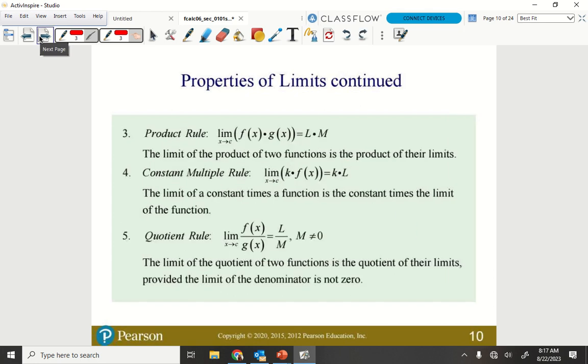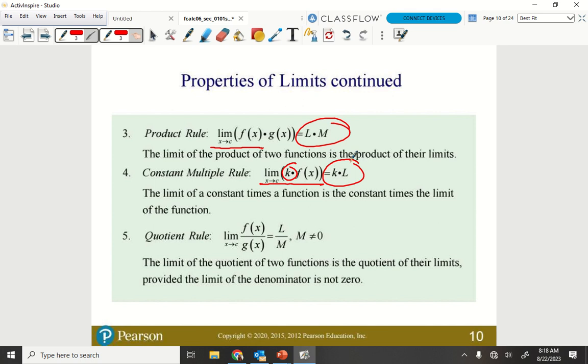It'll make sense here a little bit. So hopefully you're not falling asleep too bad. Product rule: if I multiply two limits together, it's going to be the same as multiplying their answers. This right here, k, is a constant multiple, so it is k times my function. It's still going to be k times the limit.